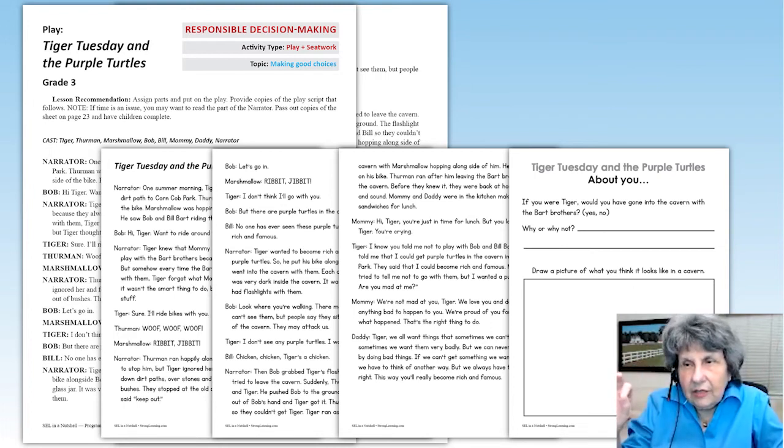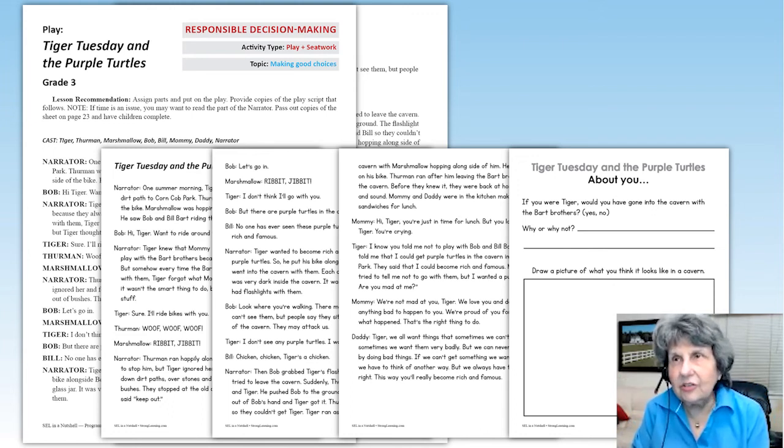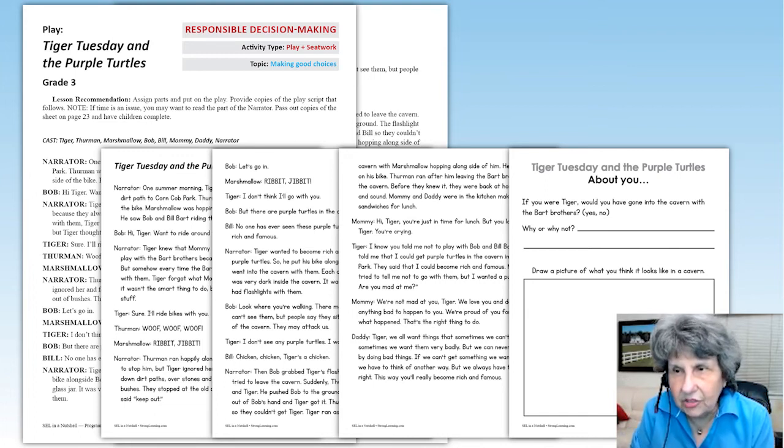8-year-old kids are reading this. It was amazing. I did this with 1st graders and kindergartners, and I'd say to them, did Tiger have to go in there? And they go, yeah, they made him. He had to go. And they would think about that stage of development. Piaget, they're still in pre-operational.